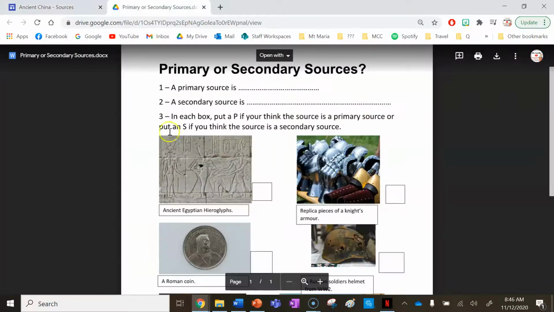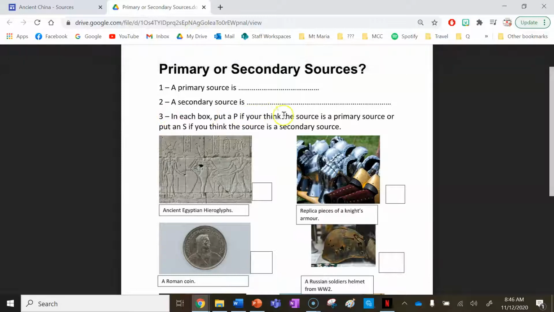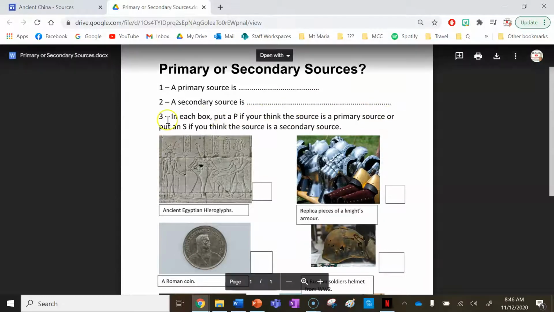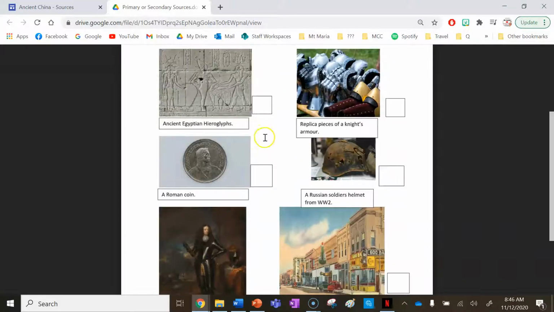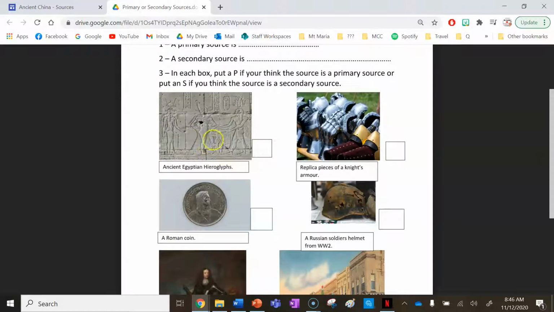And then what you need to do in the next part is in each box put a P if you think the source is primary, or put an S if you think the source is secondary. So we can do these together now too. So ancient Egyptian hieroglyphs, these are primary sources because they were made by ancient Egyptians during ancient Egypt. So these are primary sources.